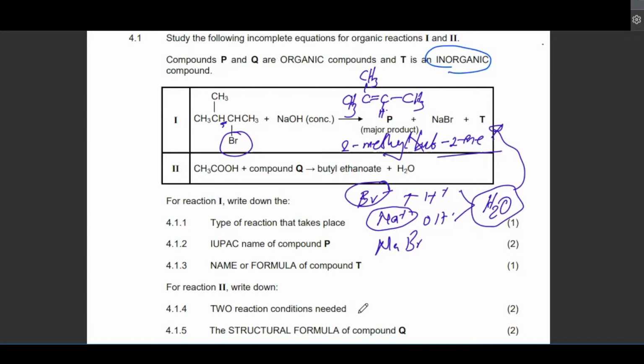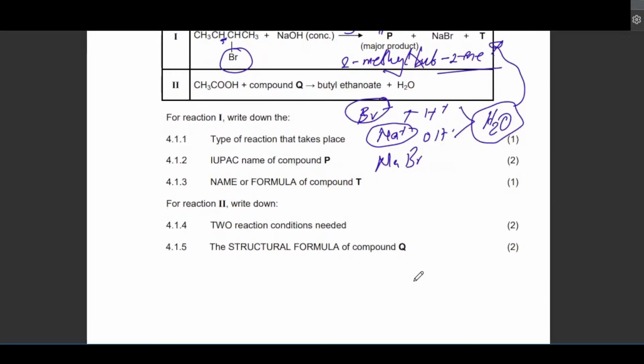Yes. Then they are saying reaction 2. Now we're done with reaction 1, let's go to reaction 2. In reaction 2, you have a carboxylic acid, which is ethanoic acid, plus compound Q, which we don't know. It forms butyl ethanoate plus water. The moment you find this ester, this came from the ethanoate. What about the butyl? But is 4, so it means that the compound, the alcohol, must be butanol. They're saying, write 2 conditions needed for this.